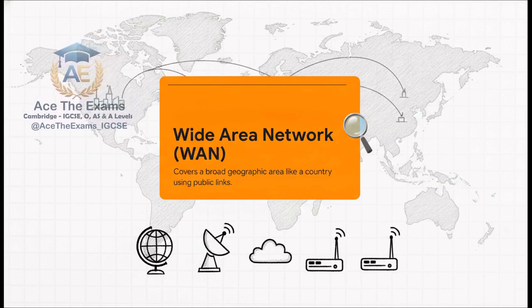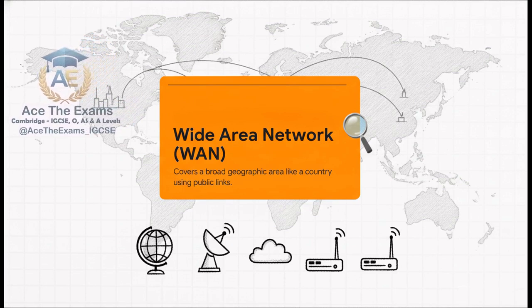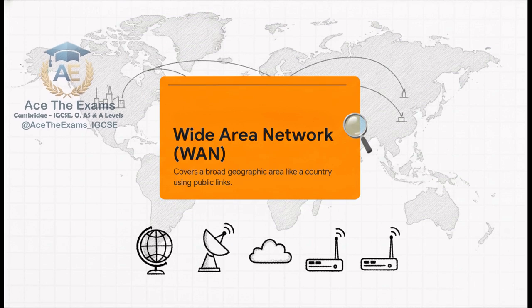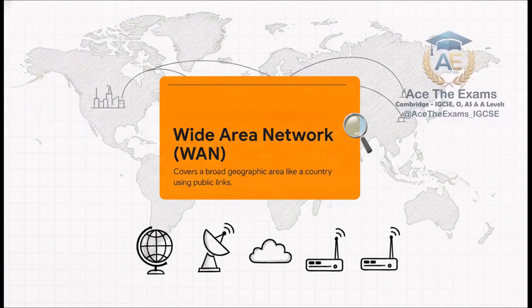Unlike those smaller LANs we talked about, which usually just sit in a single room or building, WANs rely heavily on routers and public communications links. And, as you might have guessed, the absolute largest and most famous example of a WAN is the Internet itself.